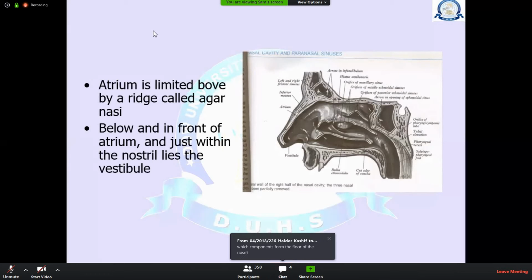The nasociliary nerve gives the anterior and the posterior ethmoidal branches, and it is a branch from the ophthalmic division of the trigeminal. So the ophthalmic division of the trigeminal is going to supply the anterior superior part of the nasal cavity.